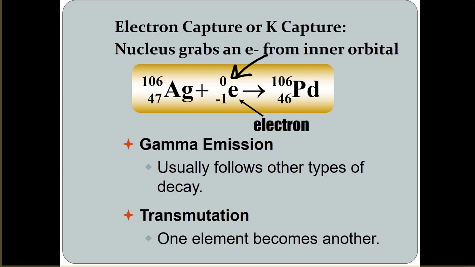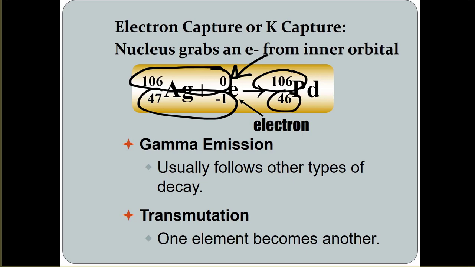But it's done the exact same way as far as balancing. You want to make sure that the top row equals on each side and then the bottom row. And look, there's a little negative number again, so watch out for that. So 47 minus 1, we do get 46. Gamma emission, it usually follows other types of decay, and it really doesn't change your formula at all. I mean, I could tack on gamma here, and it doesn't have a mass, and it doesn't have any protons or anything like that. So it's often written like this with the little gamma symbol and the 2 zeros.